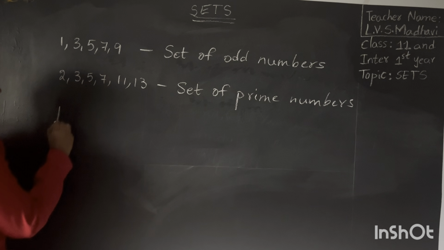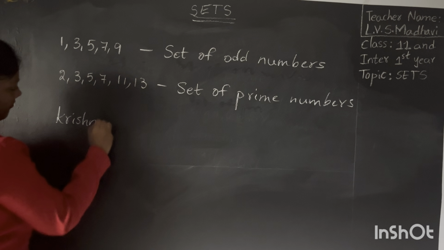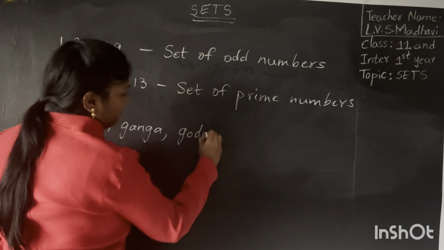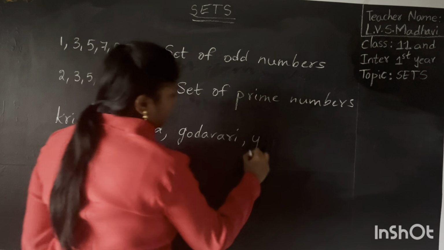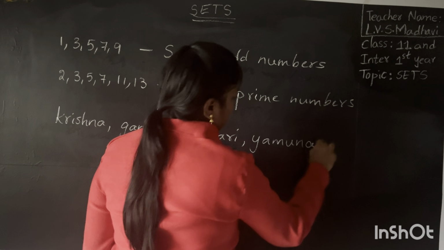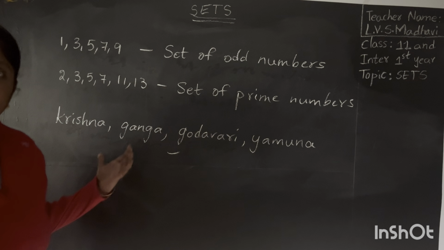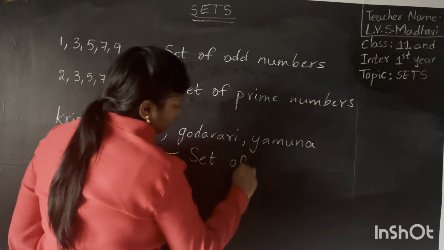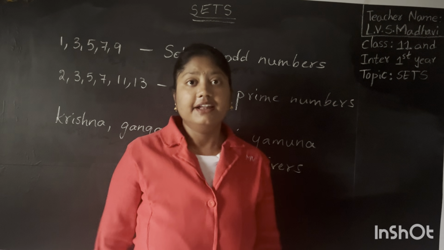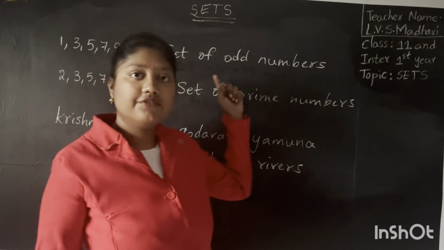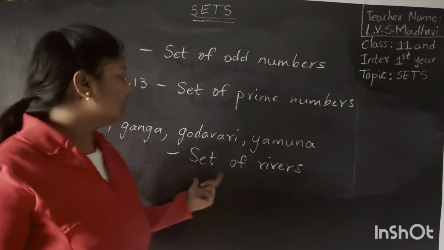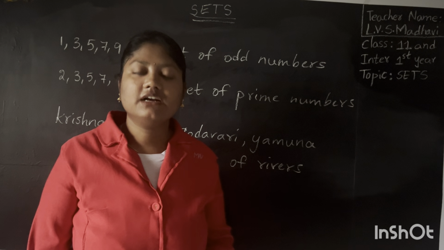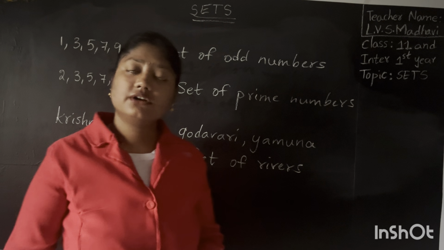Next, let us see some general examples. For example, Krishna, Ganga, Godavari, Yamuna, etc. So what are these? Rivers. So, a set of rivers. Now, do you think the definition of set of odd numbers, set of prime numbers, set of rivers for these given numbers or terms is correct? No, they are correct only to some extent. Then how can they be correct to the full extent?